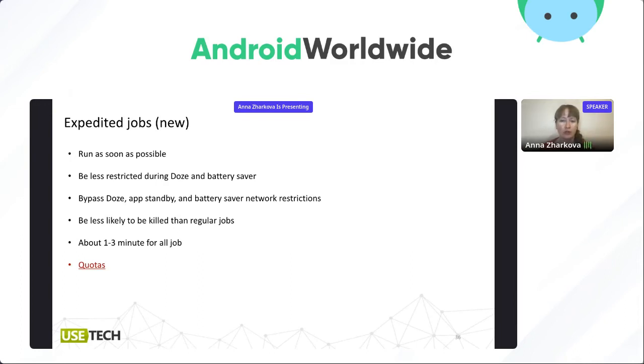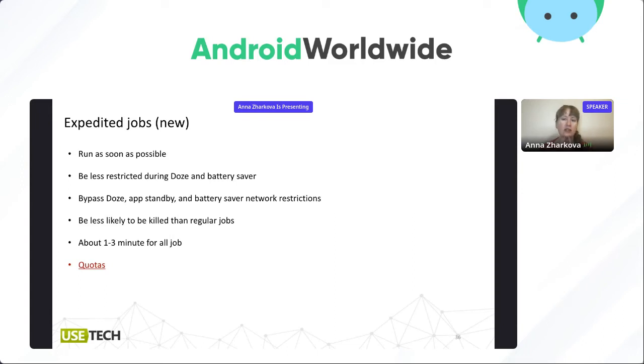In Android 12, a new mechanism was presented. It is Expedited Jobs. It allows running a job as soon as possible. Yes, it could be deferred, but not too much. It is less restricted, and it may not be fully subject to several restrictions, because some of them work under its hood and some are ignored. That is why it's less likely to be killed than regular jobs.